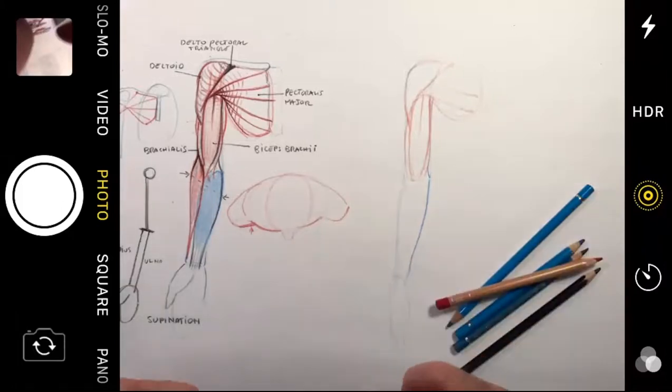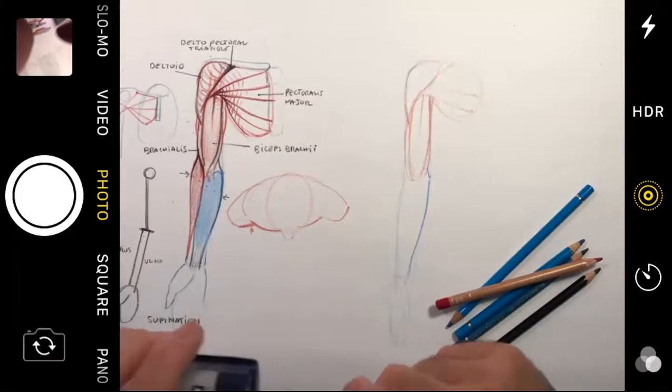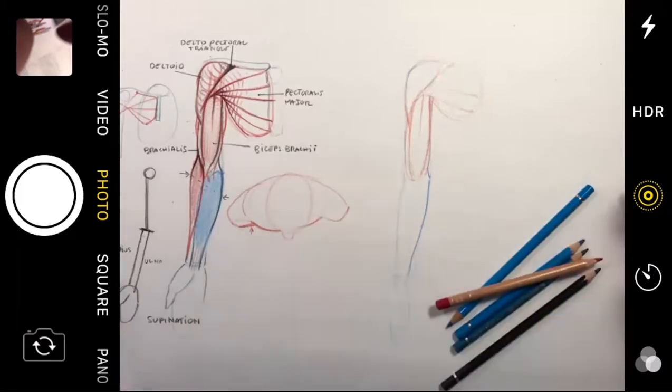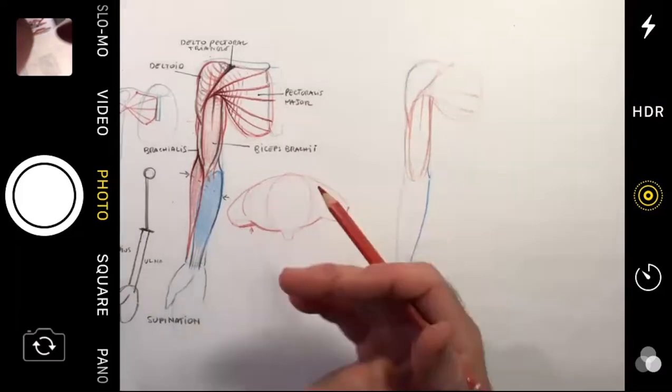It's not my arm, I'm using a body double. Paying this guy, right? You know how they do in the movies, right?